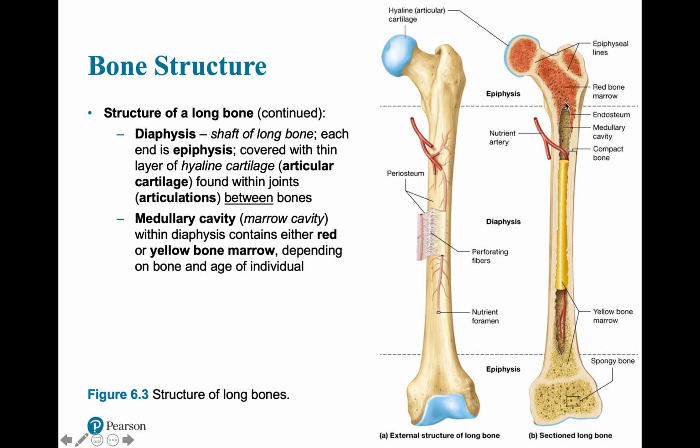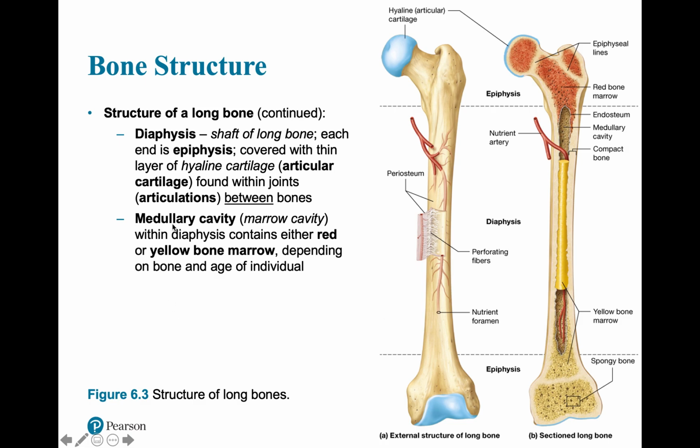Let's see. In the epiphyses, this is a section through the long bone. And we can see housed in the epiphysis is this red tissue. This is red bone marrow. So red bone marrow can be found in the epiphyses, which, remember, has bone-forming cells, or hematopoietic tissue, okay?